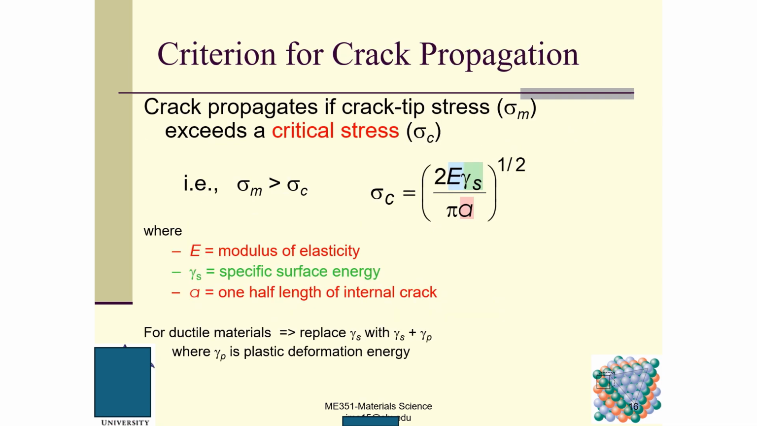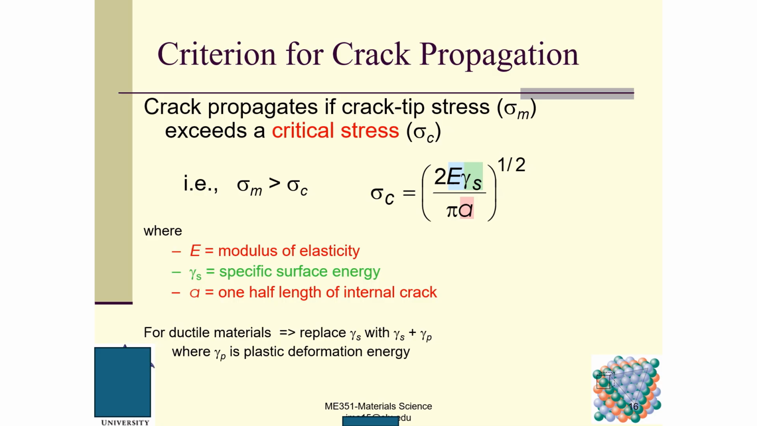Then we talk about criteria for the crack propagation. We know if there is a crack, and under what condition the crack will propagate. Crack propagation occurs if crack tip stress sigma m exceeds a critical stress sigma c. That means if this inequality is satisfied, there might be crack propagation. So sigma c equals the square root of 2E gamma s over pi a.